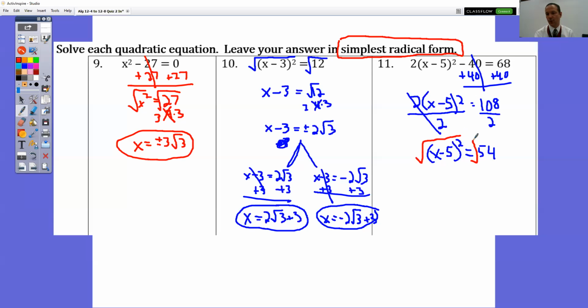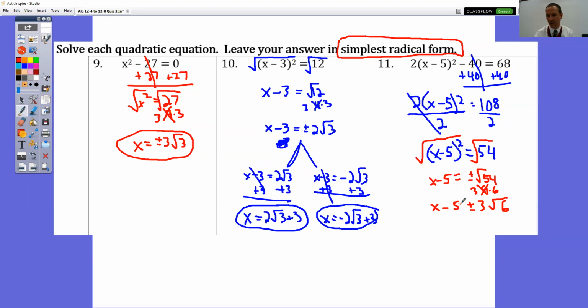The opposite of squaring a number is to take the square root of a number. So we have x minus 5 equals plus or minus radical 54. 54 can be simplified. 9 times 6 is 54. Cross off the 9, bring out the 3. So this is really plus or minus 3 radical 6.